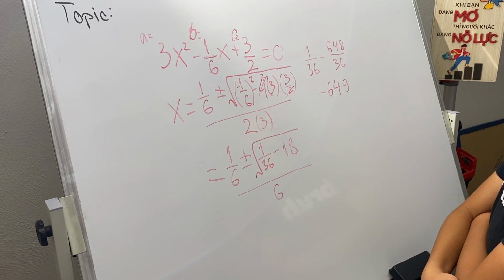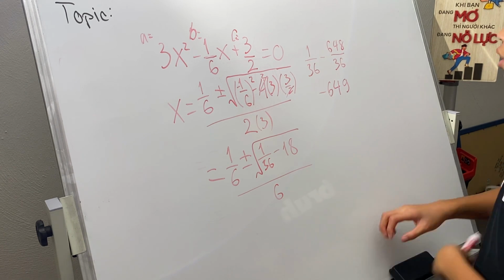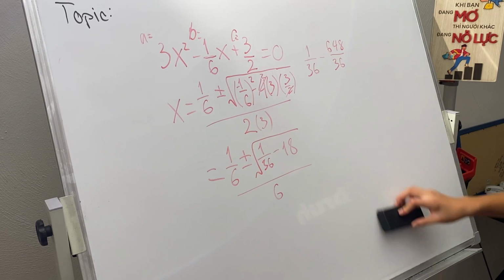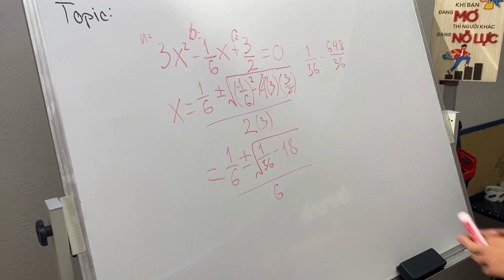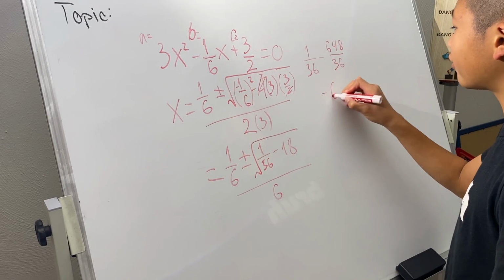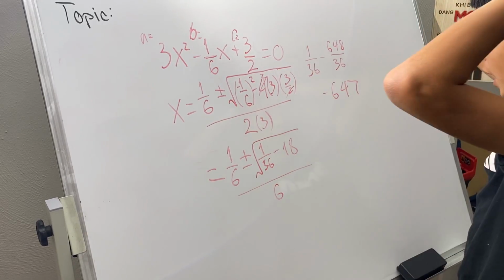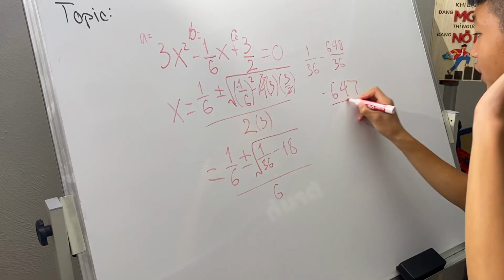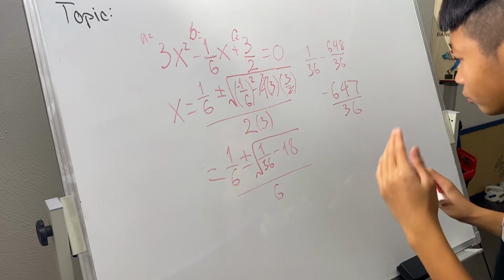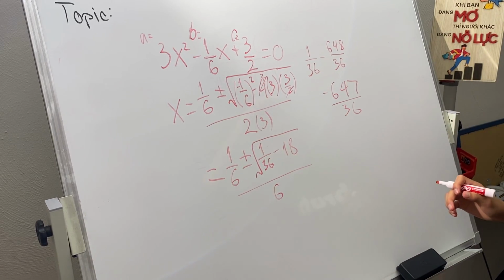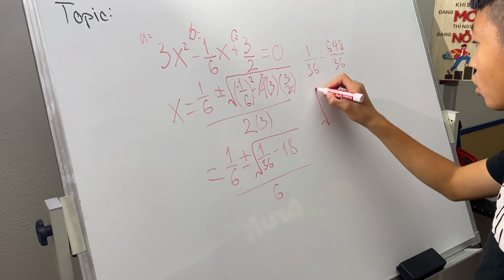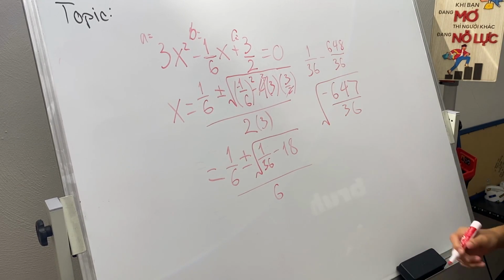Wait. One minus that. Oh, negative 647. Oh my god. Very big mistake right there by me. Sorry. Okay, then you take the square root of it. Negative. I like that. It's gonna be tough.